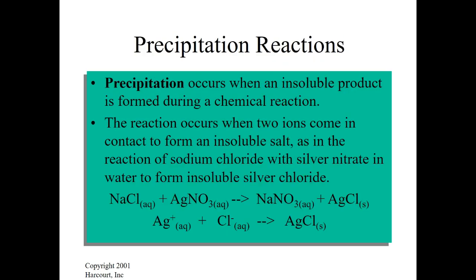Precipitation means you're making a solid when you do a chemical reaction. So two ions, when they meet up in a beaker, they're going to form a solid, and you'll see a cloudy appearance in your test tube, and after a while that cloudiness will settle on the bottom and you'll see a solid. So that's called the precipitate.